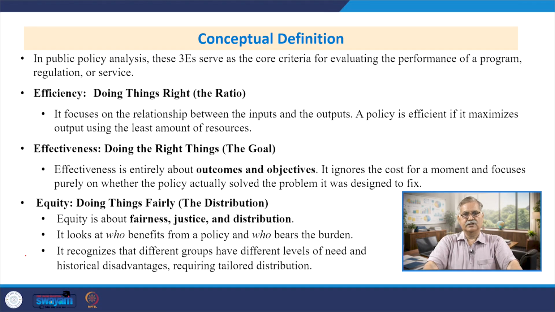Equitable distribution means that the benefits from any development policy, program, or project should be equitably distributed, meaning maximum benefits should go to the poor people, because the marginal utility of money for poor people is much higher than the marginal utility of money for rich people.